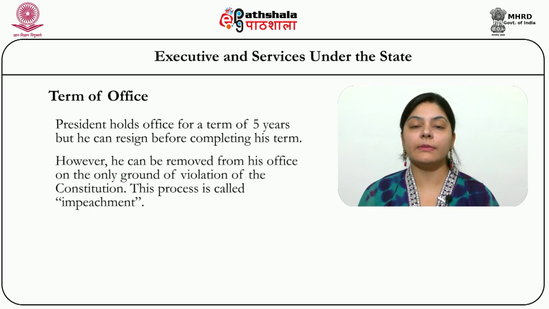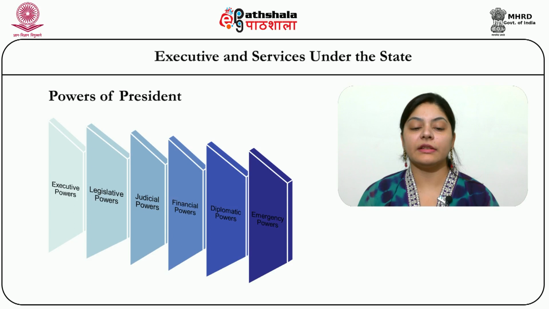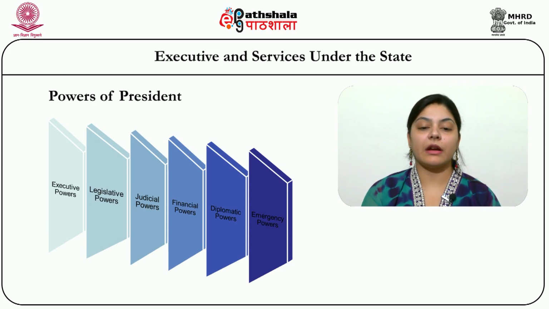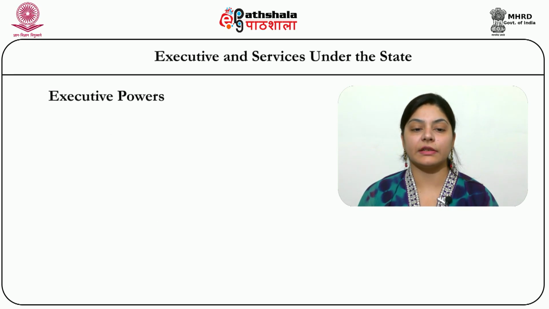However, he can also be removed from his office. He can be removed only on the ground of violation of the Constitution. This process is called impeachment of the President. Now, talking about the powers of the President, there are 6 categories of powers. Firstly, we will be discussing executive powers, then legislative powers, judicial powers, financial powers, diplomatic powers and lastly emergency powers of the President.